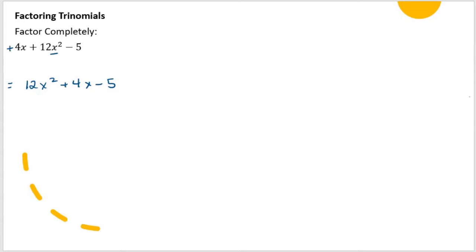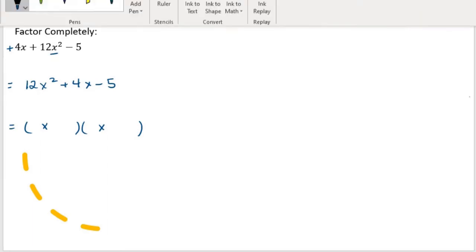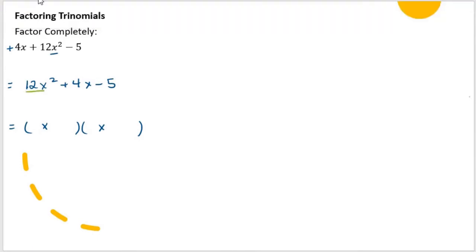All right, so now it should look more familiar. And I know the format of the answer for a trinomial like this. It will look something like this. I've got 2 binomials multiplied together. Because my x squared term is first, I know that the first term in each binomial, in each factor, will have an x. And I will have 2 terms in each factor. Now I need to look at how I'll first get to the 12 and the negative 5.